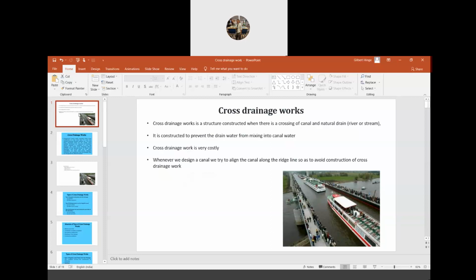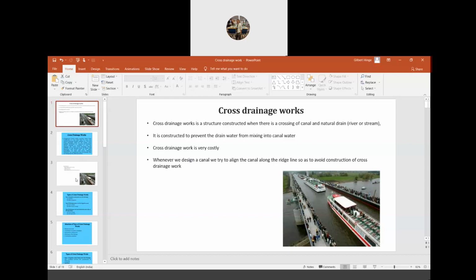In order to avoid mixing of the water coming from the canal and the stream, we construct some kind of a structure called a cross drainage structure. Generally when we construct a canal, we try to avoid this kind of structure because they are very costly in nature. So we try to align the canal in such a way as to avoid the cross drainage work.